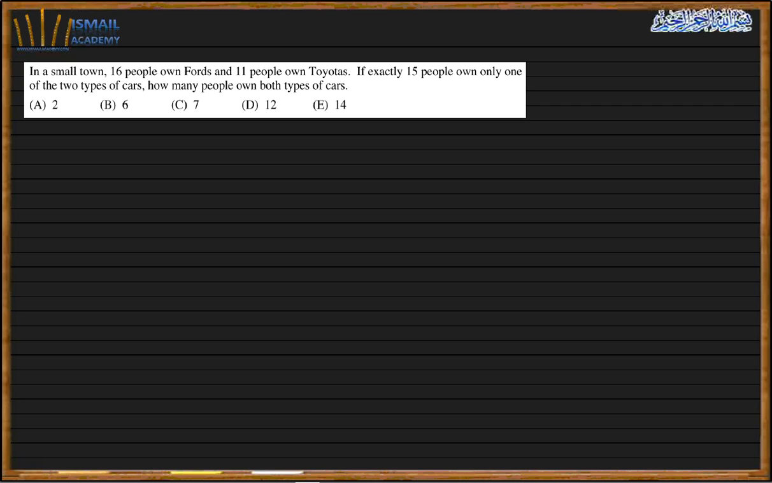Last question. In a small town, 16 people own Ford. We have Ford owned by 16 people, and we have Toyota owned by 11 people. If exactly 15 people own only one of the two types of car, so we have 15 people who own only one of either Ford or Toyota. Only one of them. How many people own both types? We don't know this. So that means in the 16 who own Ford, there are some who own Toyota, and in the 11 who own Toyota, there are some who own Ford.